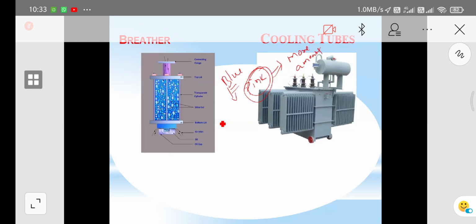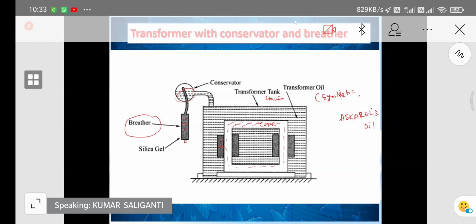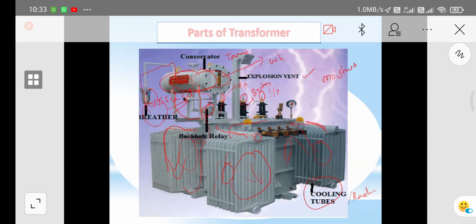Okay. Dear students, are you following or not? So this is the silica gel along with the breather here. This is the eye level. Dear students, have you understood or not? Please try to give the response. Dear students, are you following or not? Thank you. By the way, have you understood all these parts here?